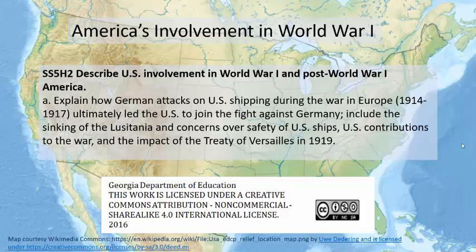A. Explain how German attacks on U.S. shipping during the war in Europe, 1914 to 1917, ultimately led the U.S. to join the fight against Germany. Include the sinking of the Lusitania and concerns over safety of U.S. ships, U.S. contributions to the war, and the impact of the Treaty of Versailles in 1919.